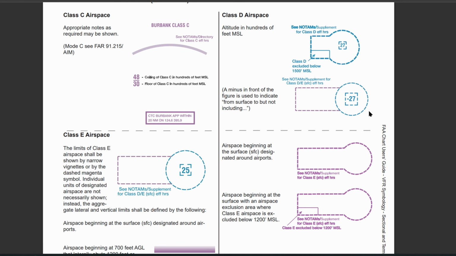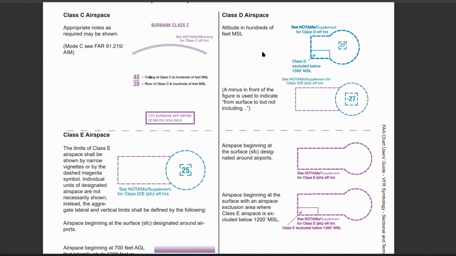So Class C airspace. Class C, Class D airspace are very similar. You want to see the notice to airmen for effective hours, because they can turn into possibly Class E or Class G airspace during after hours, or there just might not be a control tower active during certain hours. So that's with Class C. Remember the floor and ceiling, this is how it's going to be described. Sometimes it'll say surface, just like if we look at Class D airspace.